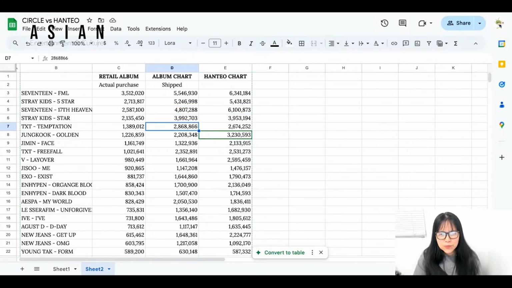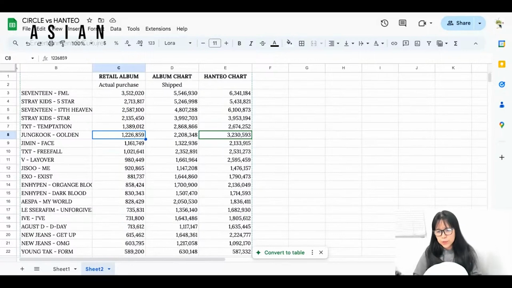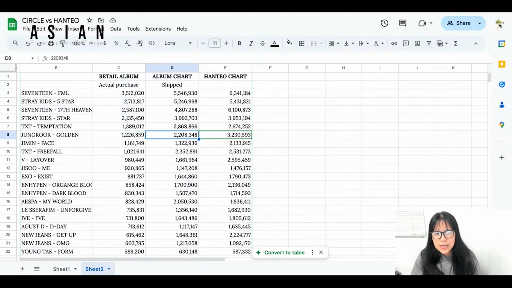This is where it gets interesting. Okay. For TXT Temptation, they shipped 2.8 million, but only 1.3 million was purchased. But according to Hanto, 2.6 million was purchased, and that is the only number that they released. For Jungkook, Hanto said that there were 3.2 million actual sales, but according to Circle Chart, only 1.2 million was actually sold. And then Jimin's Face, he actually has the smallest difference of all.